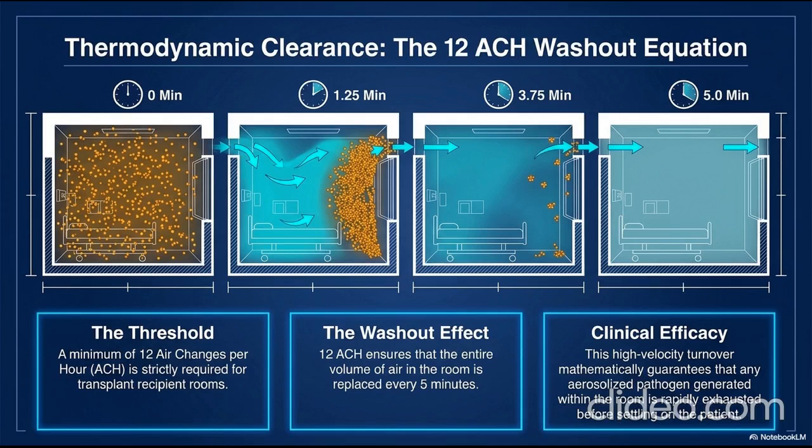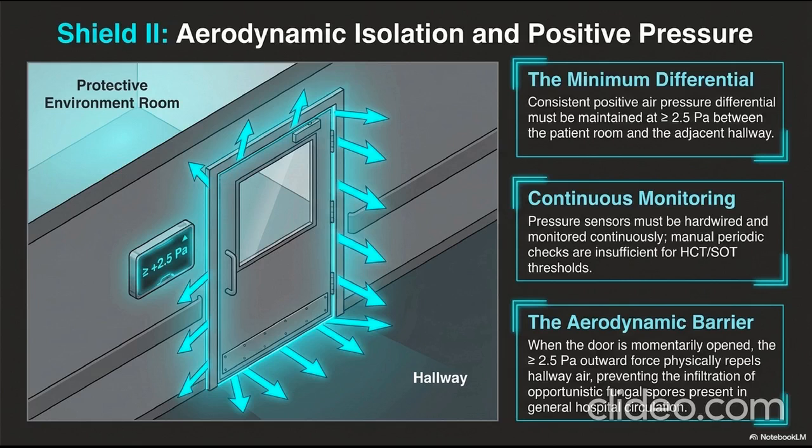Air turnover is governed by a minimum of 12 air changes per hour, ACH. This ensures the entire room volume is replaced every 5 minutes, rapidly exhausting any generated pathogens before they can settle on the vulnerable host. Slide 9.